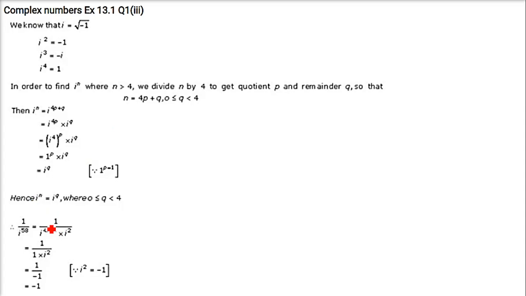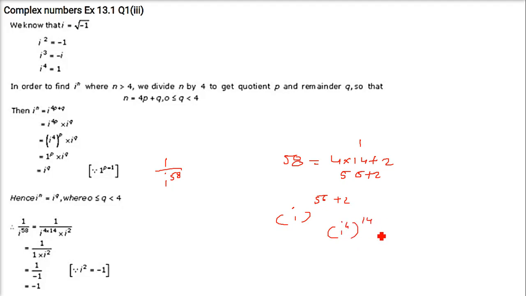Now 1 by i to the power 58. You can write 58 by dividing it by 4, as 4 into 14 plus 2. 4 fours are 16, 1 carry, and 4 ones are 4, 5, so 56 plus 2. So i to the power 58 can be written as i to the power 4 into 14, that is 56, plus 2.